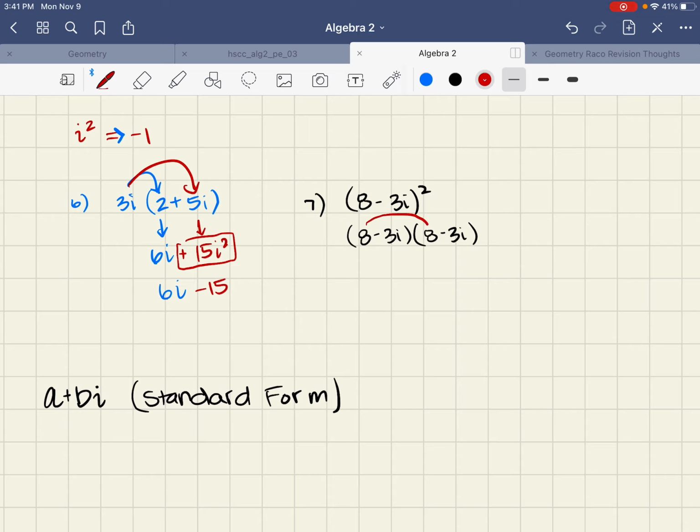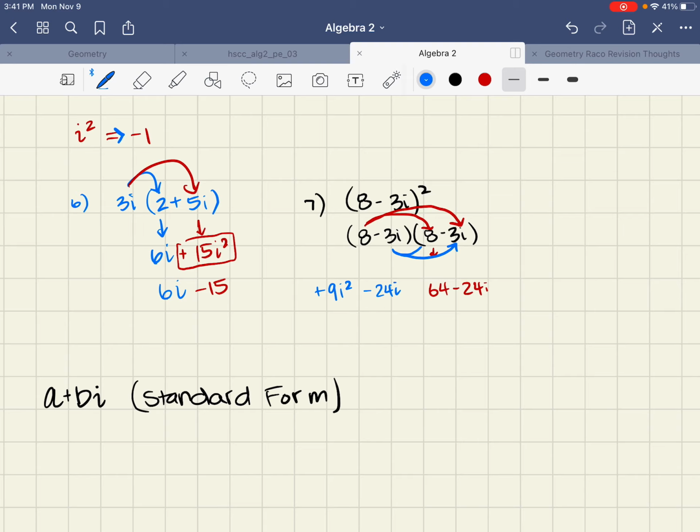So we go 8 times 8, 64. 8 times negative 3i, negative 24i. And then, negative 3i times 8, it's another negative 24i. And negative 3i times negative 3i is positive 9i squared.